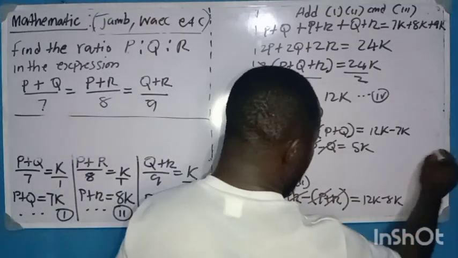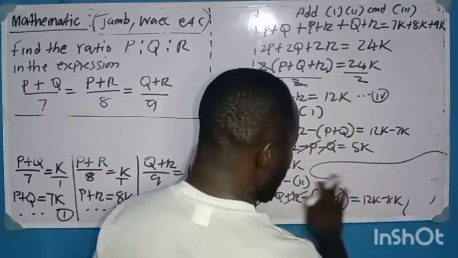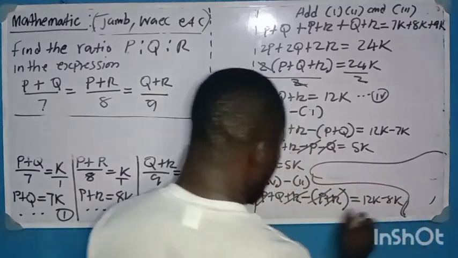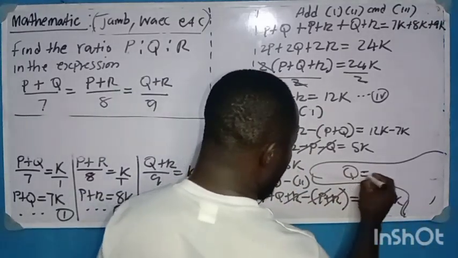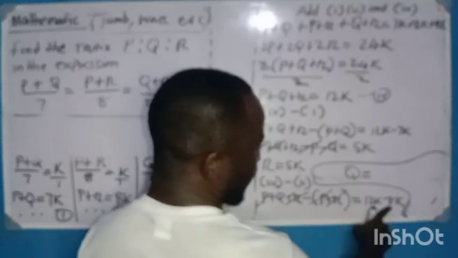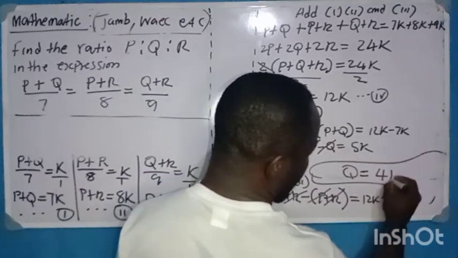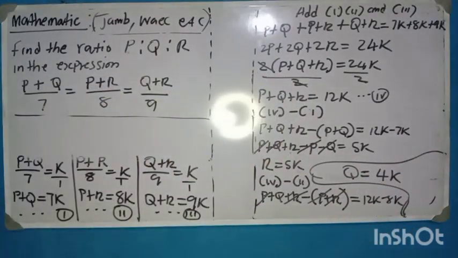So from here, let me manage this space to get the answer for this here. So you're going to have that Q is equal to what? 12K minus 8K. I think this is going to give us 4K, right? 4K. So Q is equal to 4K.